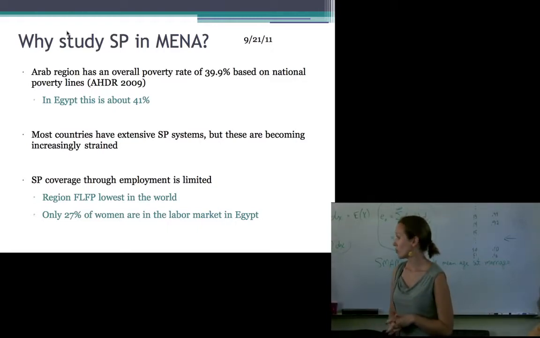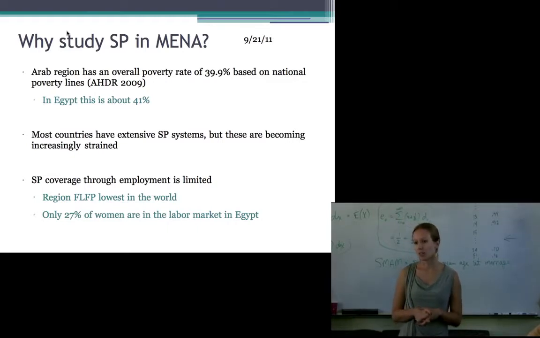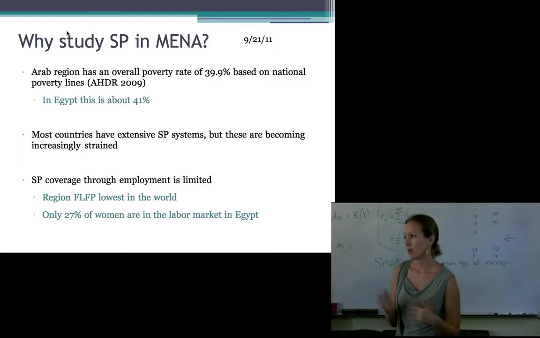They're there because governments are afraid to take them away. They're very politically sensitive. But the quality of services and the extent to which they're actually reaching people is a question that has become increasingly important and increasingly unknown.